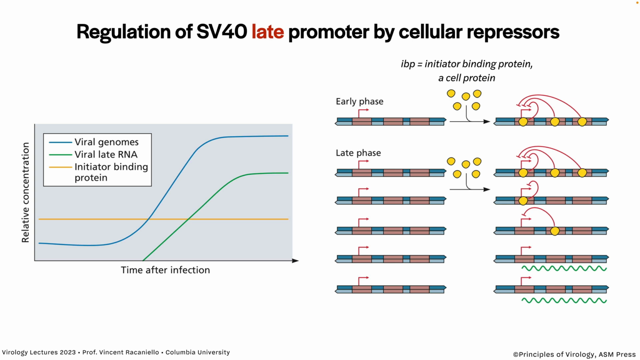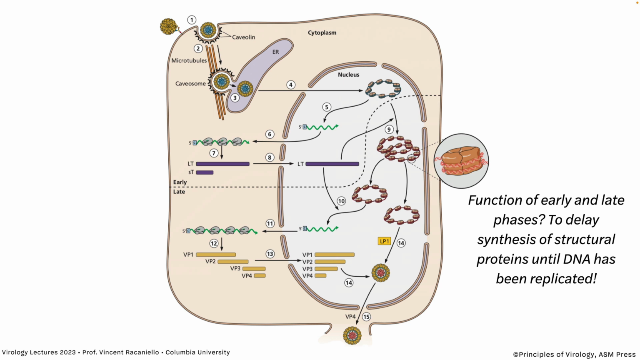So now let's take a look at this in the context of a single cell infection. We have the virus coming in. The DNA is delivered to the nucleus. The early promoter is active. It makes the early message, which goes out in the cytoplasm. Large T protein is made. Large T protein goes back in the nucleus, where it needs to work. It will stimulate DNA synthesis here. Now we see we have two molecules of DNA. And once you get enough DNA made, you get the late mRNAs made, they go out into the cytosol, make capsid proteins, which then go back in the nucleus and encapsidate that viral DNA. So the function of the early and late phases is to delay the synthesis of structural proteins until the DNA has been replicated. Because if you didn't have DNA around, you'd be making empty capsids, and they would not be infectious. So that's a simple example.